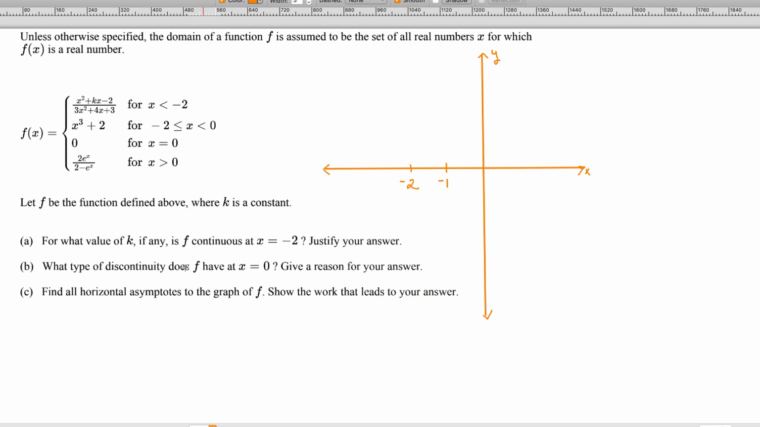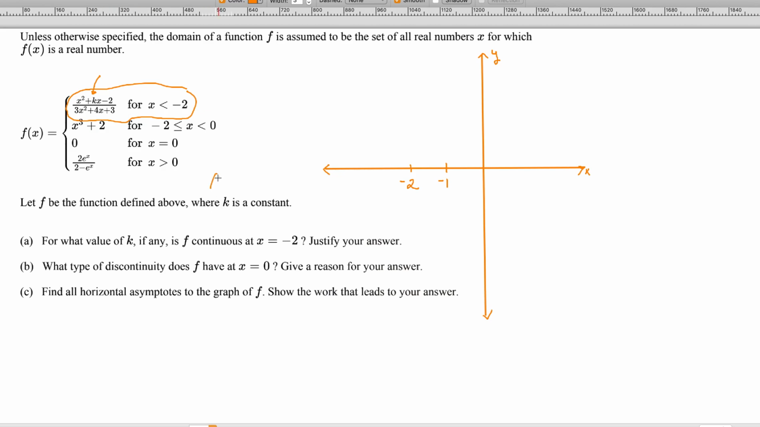We have this function defined in pieces, and the first question it asks us is for what value of k, so k is right here, if any, is f continuous at x equals -2. Justify your answer. Basically, I'm looking at the piece for all the x values that are less than -2. I don't know what this looks like because I don't know what k is, but I do know that I want to make it continuous. So let's see what I get when I actually find out.